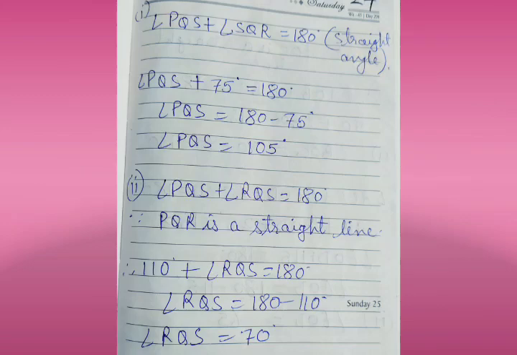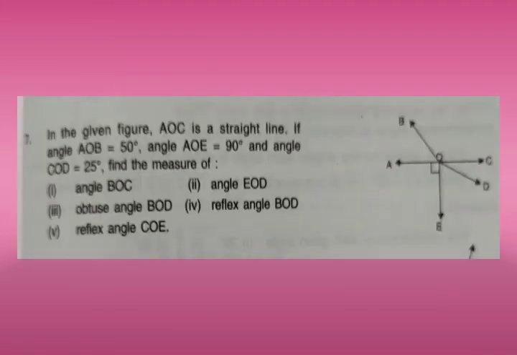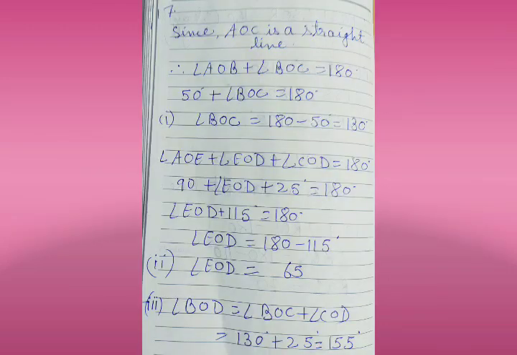Now next, question number 7. The question is on the screen. So here AOC is what? Straight line. So angle AOB and BOC will be equal to what? 180 degree. And value of angle AOB is given. This is 50 degree. So 50 degree plus angle BOC is equal to 180 degree. So BOC will be equal to what? 180 minus 50 and this is equal to 130 degree.